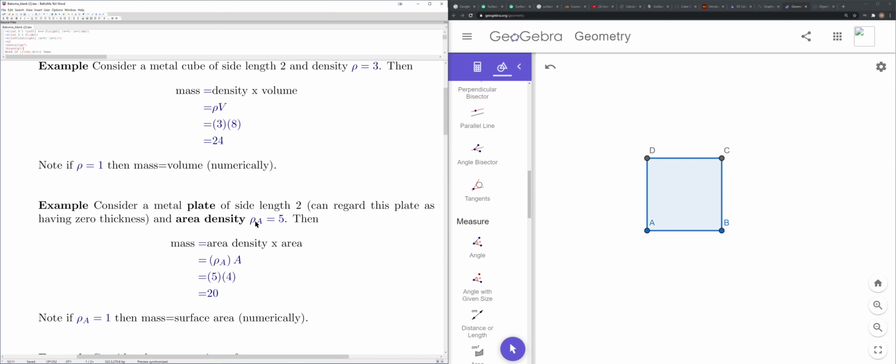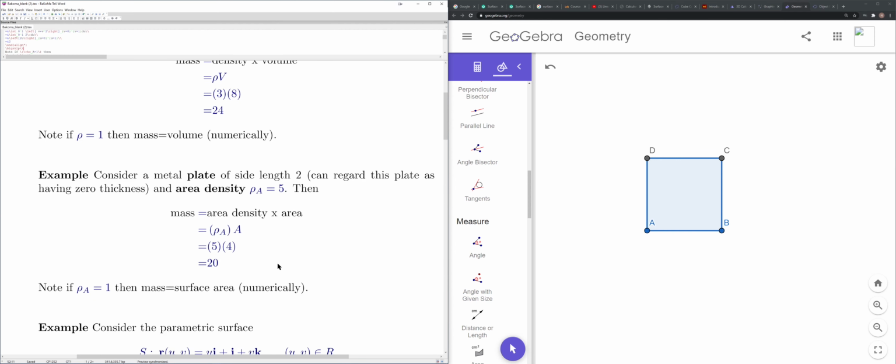We're going to use rho subscript capital A to indicate area density. Similar to the example that I did over here, if my area density happens to be equal to 1, then when I work out the mass, mass is equal to area density times area. And if the area density is just equal to 1, then the mass is equal to the area. So the mass is equal to the surface area when area density is equal to 1.